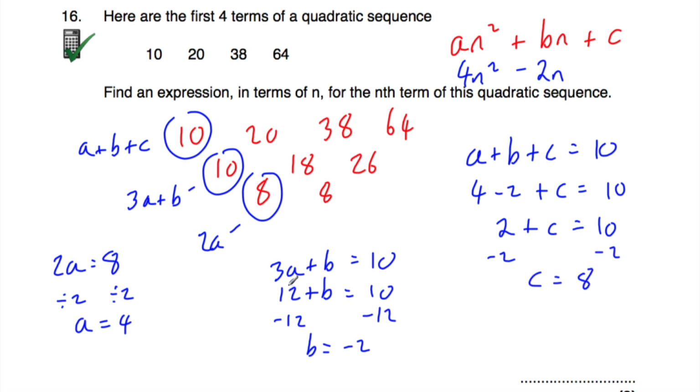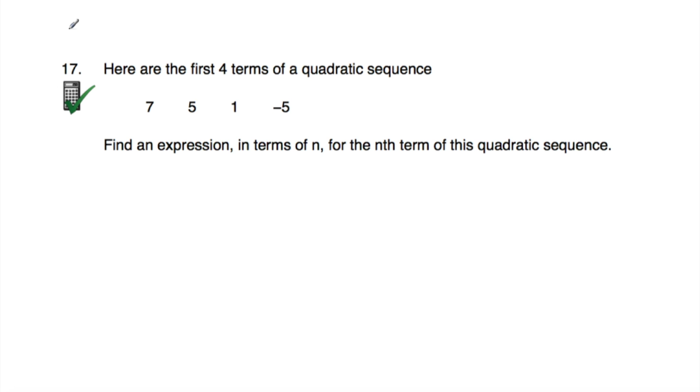So we've got our values of a, b, and c. So that means we've got 4n squared, subtract 2n, and then we've got plus 8. And that is our nth term for our quadratic sequence, 4n squared, subtract 2n, plus 8. Okay, let's have a look at question number 17.